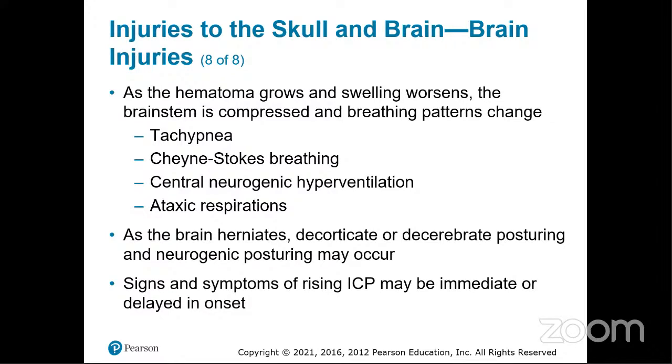Same thing, those signs and symptoms of rising ICP may be immediate or delayed, and it goes back to the amount of bleeding and swelling and how fast it's happening. If it's immediate, you have a pretty significant bleed and swelling going on. If it's delayed, you have a smaller bleed. Does that mean that we still don't need to get that relieved? They still need to get flown, they still need to get that done. But it's not going to kill them in the next 20 minutes usually. They may have some long-term side effects from it, but it's not going to kill them.